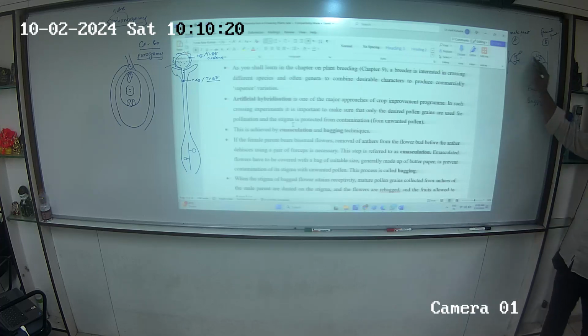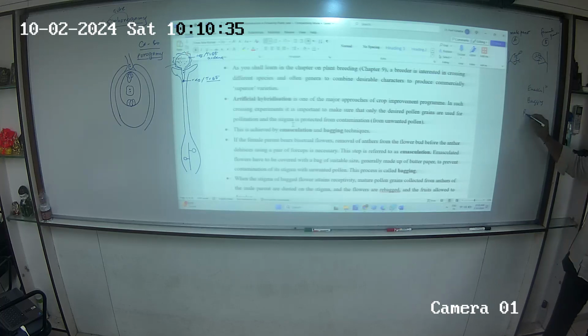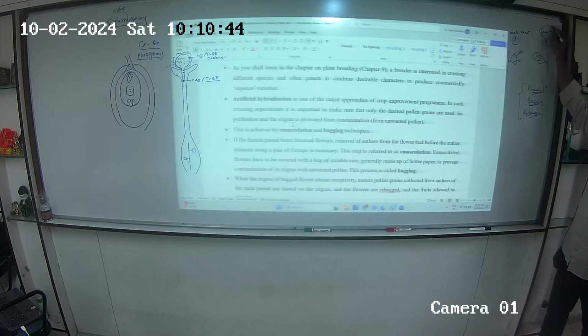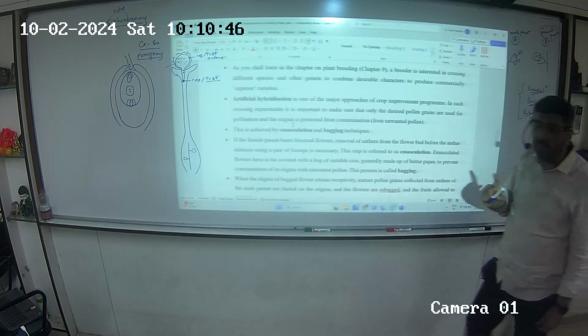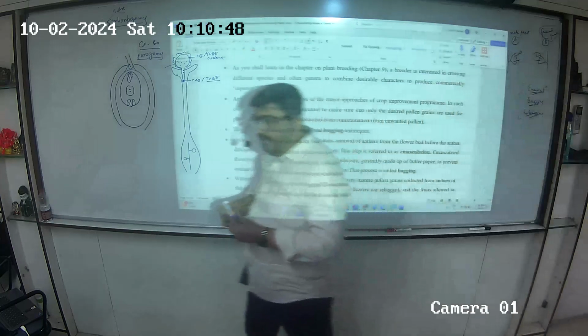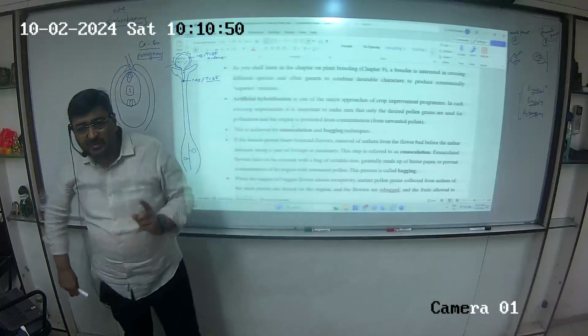Now you wait for maturity of both. When the anther undergoes dehiscence, you take pollen from the male parent, you remove the bag, you deposit the pollen and you put the bag again. That is called rebagging. So what I mean is that emasculation, bagging, rebagging, all of these are happening on which parent? On the female parent. Here is where students make a lot of mistakes.